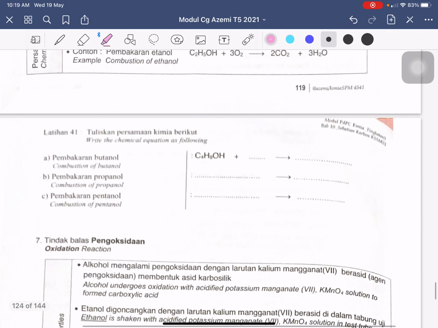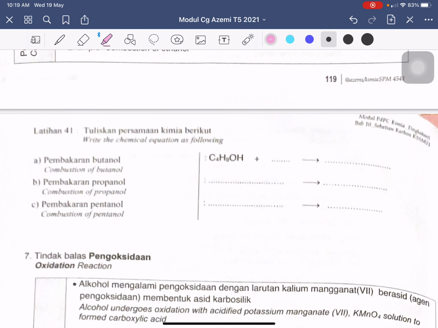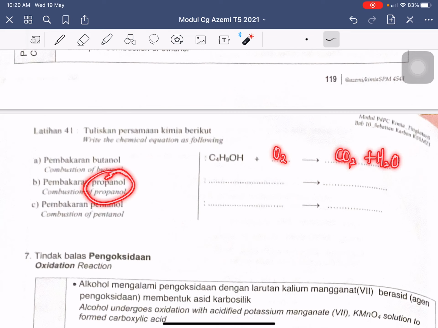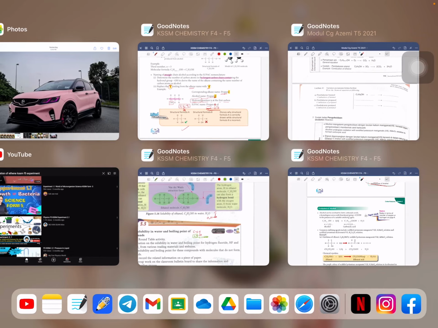I will attach, but this is the first one. Okay, this is the exercise about combustion of butanol. Like I mentioned just now, all alcohols will have the same chemical properties. So butanol will undergo combustion with oxygen to produce carbon dioxide gas and water. Same goes for propanol, which will also undergo combustion, and same goes for pentanol. Please complete the exercise.